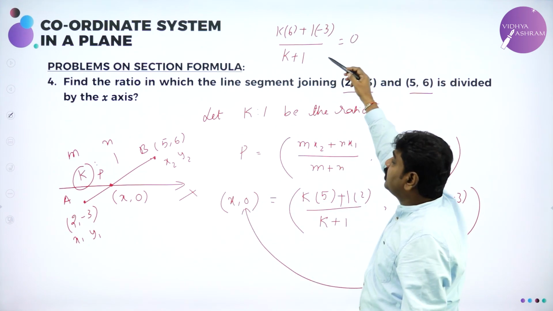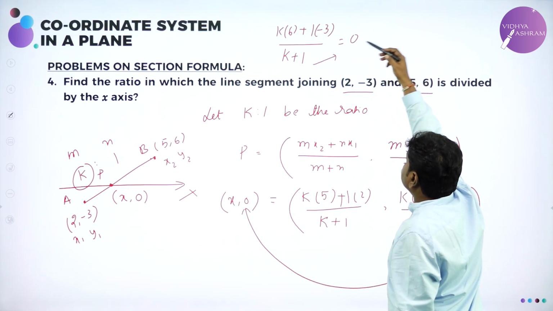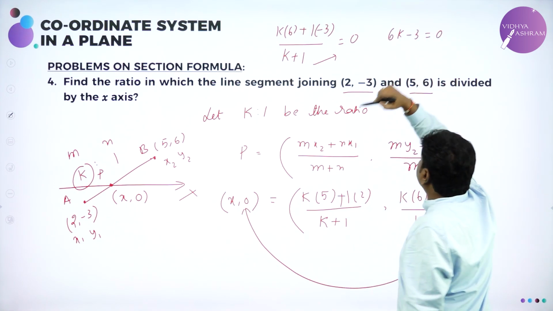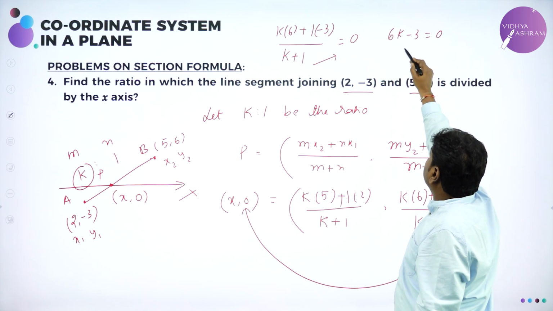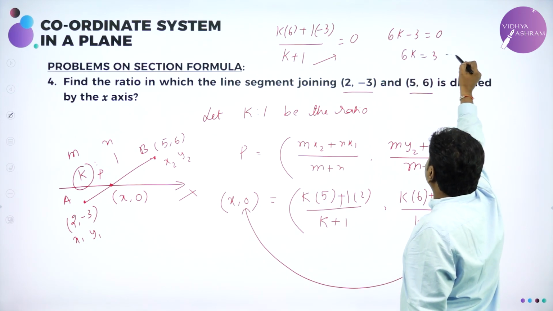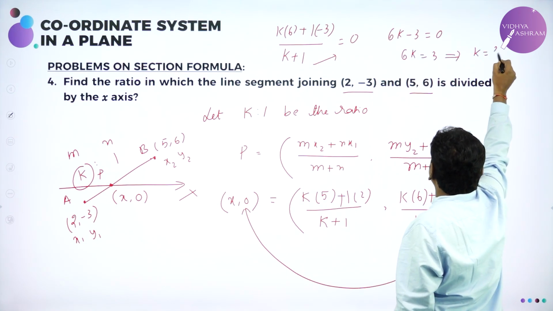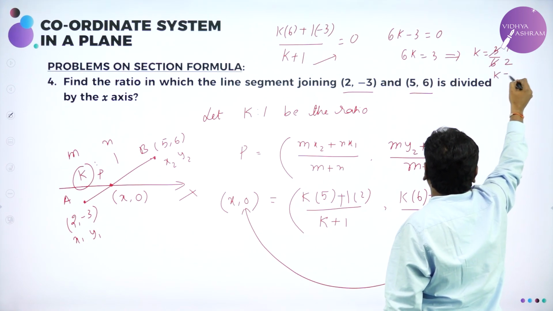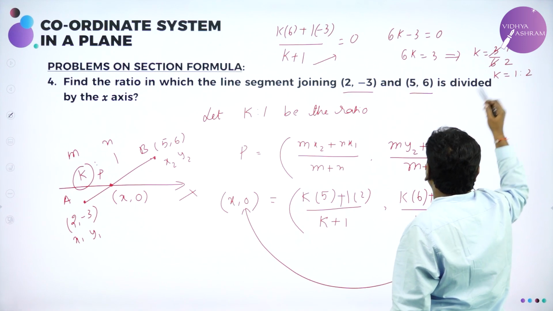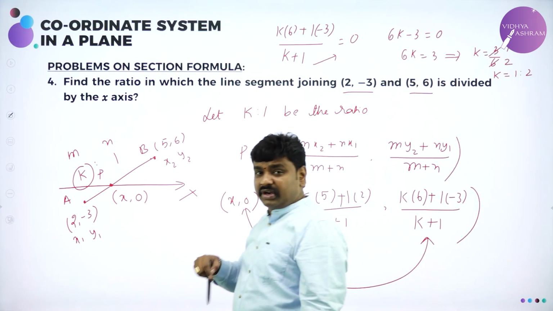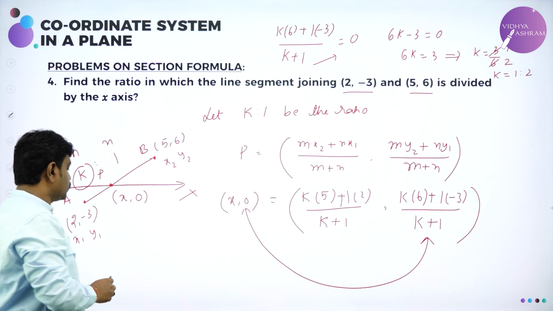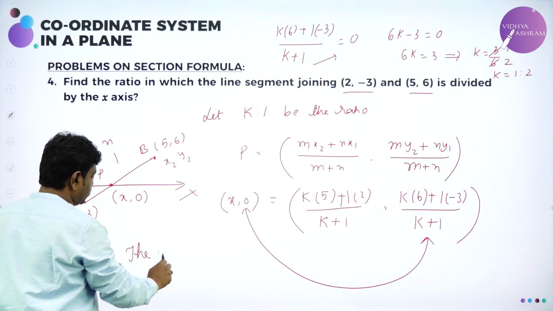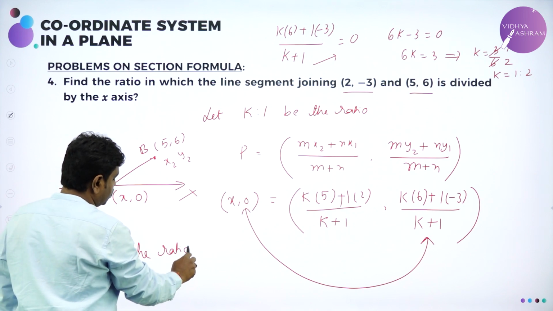So cross multiply, or transfer this to the RHS. 6 into k is 6k minus 3 is equal to 0 into k plus 1, which is 0. So 6k is 3, or k is 3 by 6, which is 1 by 2. So you got k as 1 by 2. Therefore k by 1 means 1 by 2 by 1, that is 1 by 2. So the final conclusion: the ratio is 1 is to 2.